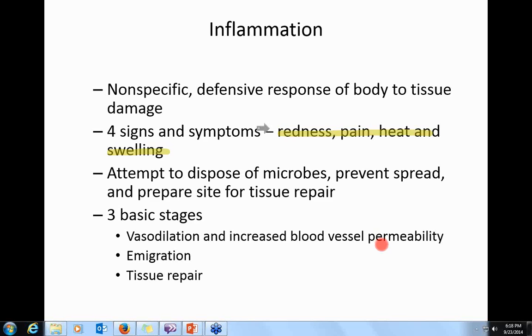But the permeability, the leaking of the fluid, is important because remember that fluid has not only immunoglobulins, which are released by B cells, but it also has neutrophils and macrophages. Once these guys leave the capillaries, which is called immigration, they go to the damaged area and they begin to get rid of the foreign matter. Tissue repair: because you have more blood flow, now you also have more nutrients and you can begin to repair the damaged tissue.